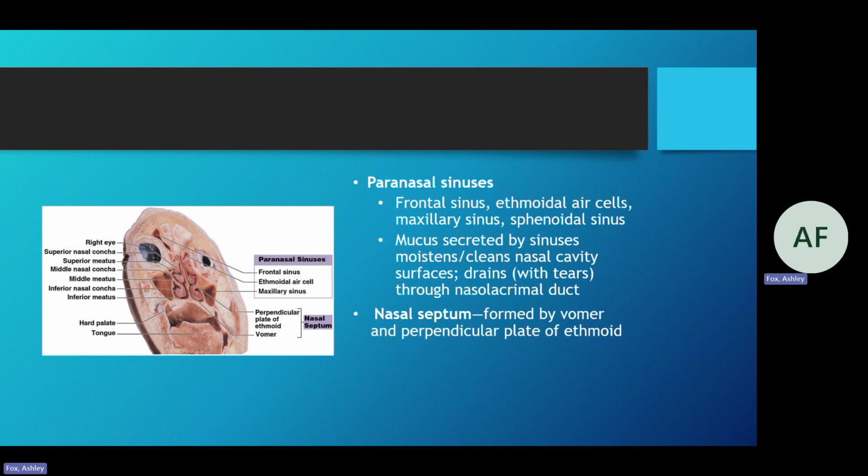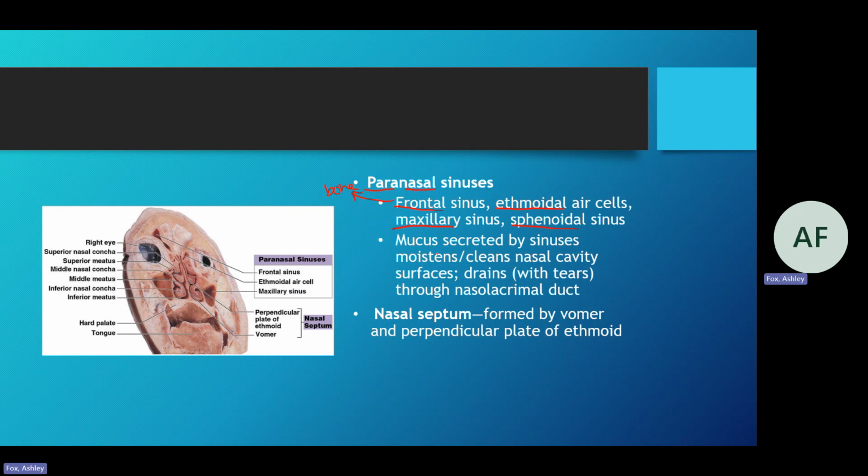Paranasal sinuses. So para means around and nasal meaning around the nose, and sinuses. So we have the frontal, and you remember that's going to be in the frontal bone. We have ethmoidal air cells, which are going to be part of the ethmoid. We have a maxillary sinus, and we have a sphenoidal sinus. So it's all associated with the bones that we've learned about in AP1.